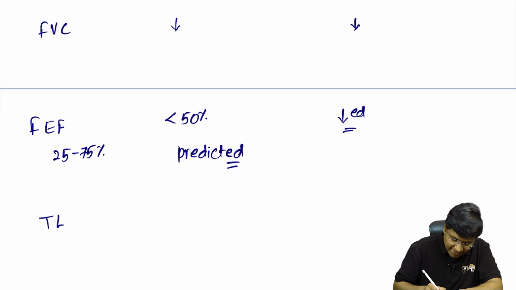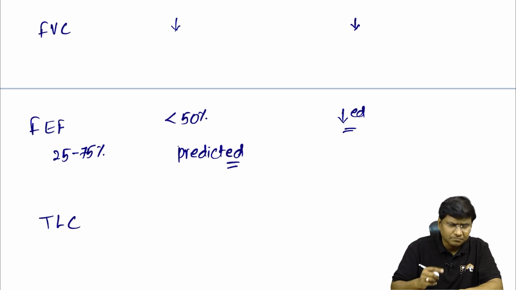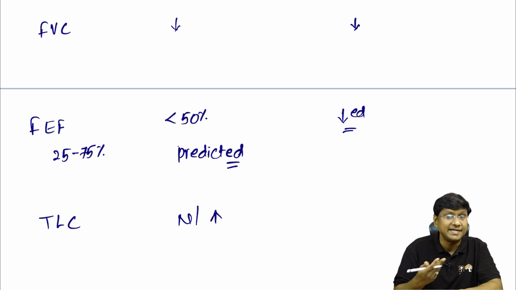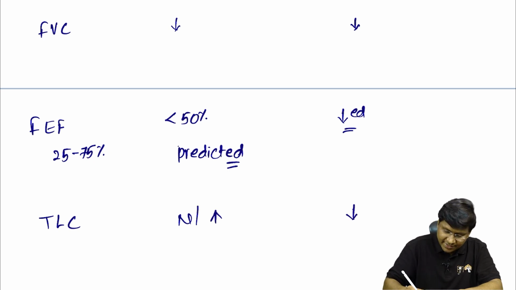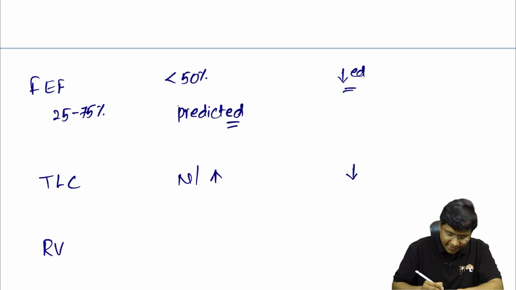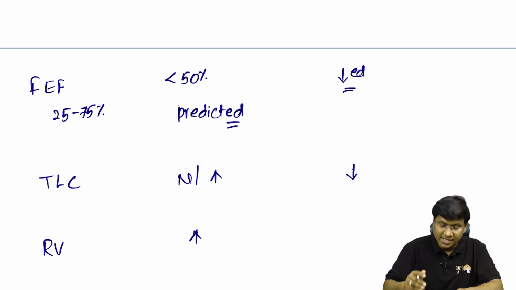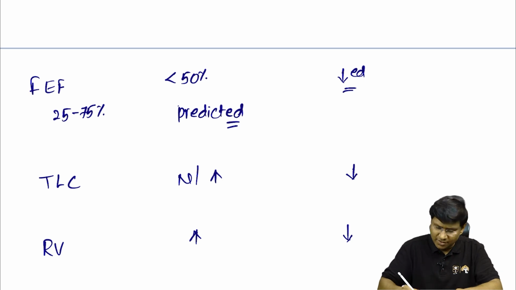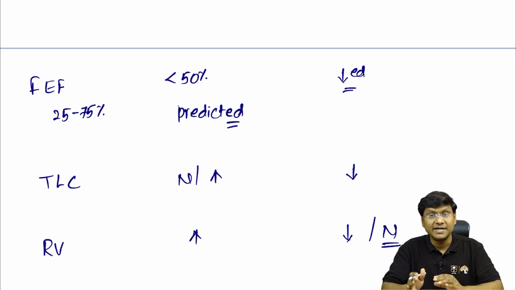Then you take the total lung capacity. In obstructive lung diseases, it is either normal or elevated, whereas in restrictive lung diseases, the total lung capacity will be reduced. Another very important parameter is the residual volume. In obstructive lung diseases, it is increased, and in restrictive lung diseases, it usually decreases, or it can be normal also. Normal residual volume is mainly seen in the extrapulmonary causes for restrictive lung diseases, right?